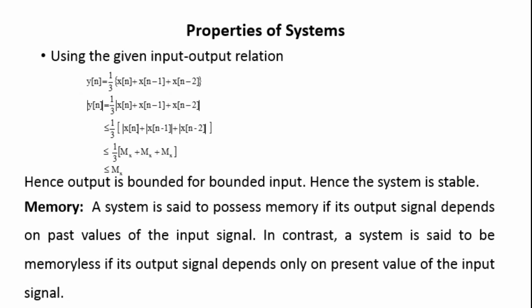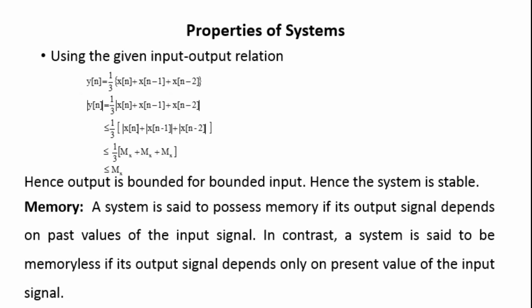|y of n| is equal to 1 by 3 into |x of n plus x of n minus 1 plus x of n minus 2|, which is less than or equal to 1 by 3 into (Mx plus Mx plus Mx), which is equal to Mx. Hence the output is bounded for the bounded input. Hence the system is stable.